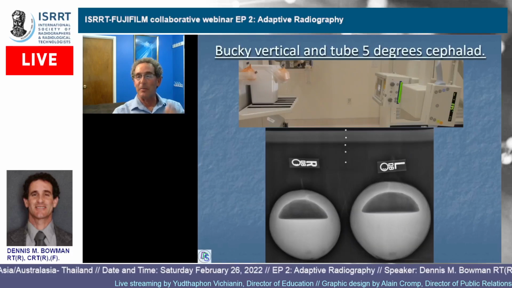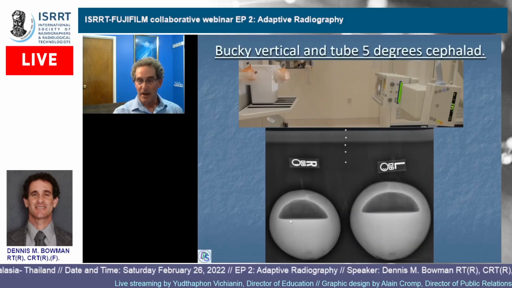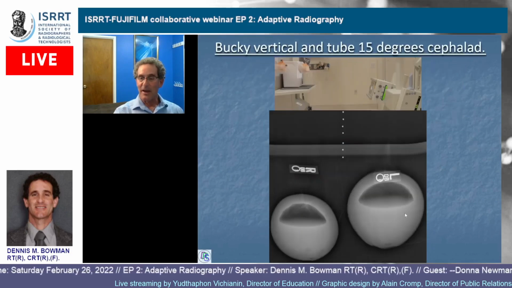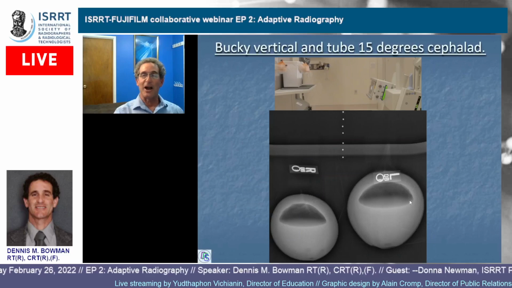Now we're going to angle up. So this is 5 degrees cephalad, and you can see that's not as bad as the caudate was. But now at 10 degrees, it's getting bad, and at 15 degrees, it's noticeably not good.